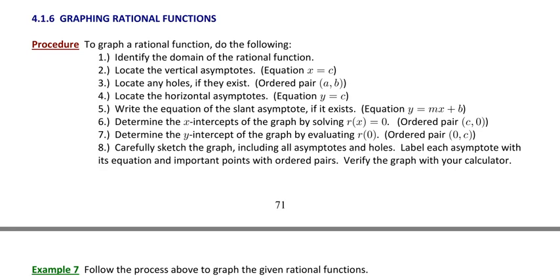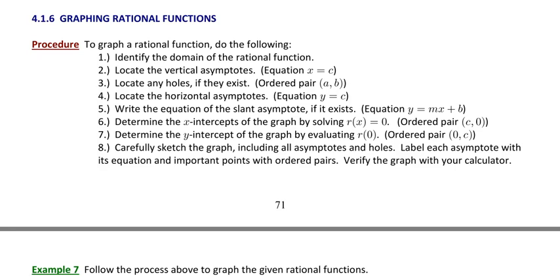Number 2, locate the vertical asymptotes. Don't forget, the form for the equation of a vertical asymptote is x equal to c. Number 3, we'll locate the holes if they exist. And remember, holes are expressed as an ordered pair (a, b). Number 4, locate the horizontal asymptotes. The equation of a horizontal asymptote is y equal to a constant.